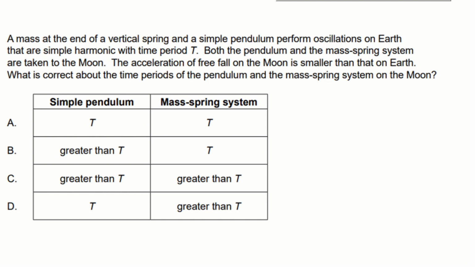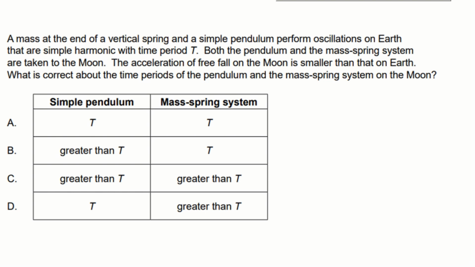Okay, as I mentioned in the introduction, this is a question where you're comparing pendulums and mass spring systems, and it's a really common one that I've noticed comes up in a lot of IB papers. The first thing to look at is just the general task. We've got oscillations on Earth that are periodic with time period T. So we've both got time period T. They are then taken to the Moon, and we're asked to consider what will happen to these systems when they move to an area with lower gravity.